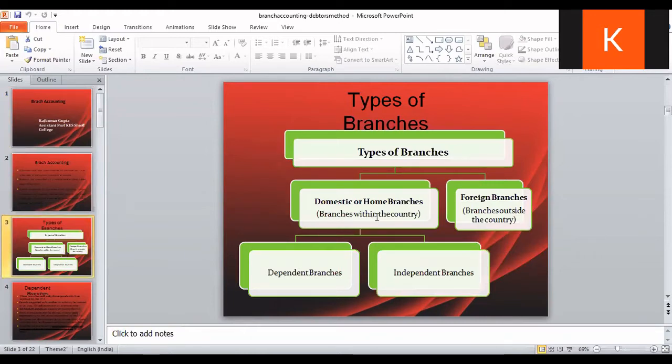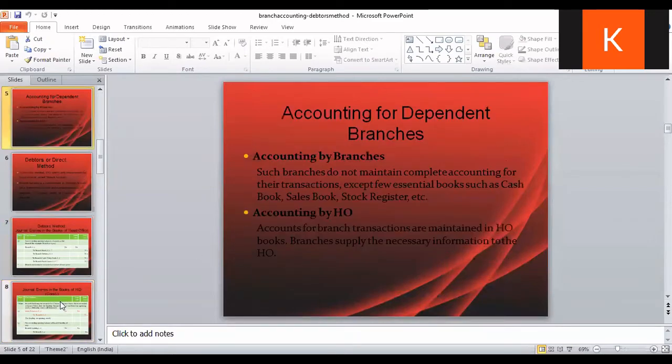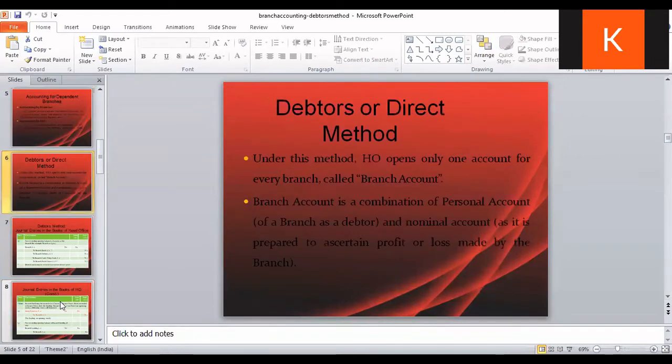Broadly, it is classified into home branch, that is domestic branch, and foreign branch. Then the branches can be further divided into two parts, dependent branch and independent branch. In our syllabus, we have only dependent branch, correct? So under dependent branch, today we are going to start the debtors method. First, we'll see the journal entries of the debtors method, and then we'll try to take some problems.